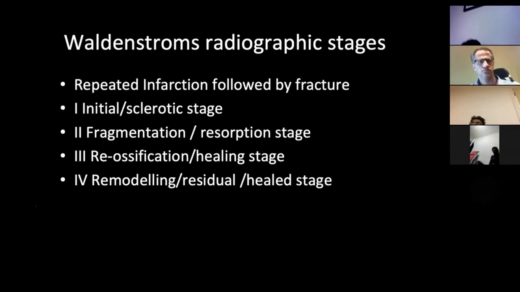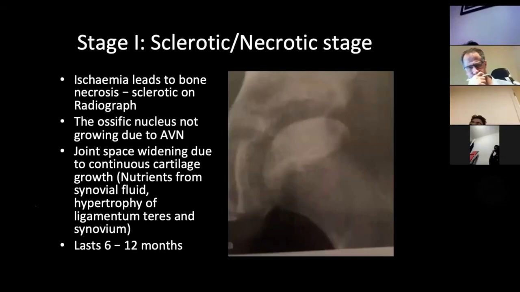So when you're looking at Perthes, there's several classification systems, right? The first one is Waldenström's, which is based on radiographic changes. The radiographic changes are based on the fact that you've got a repeated infarction of the bone followed by fracture. So stage 1 is the initial and the sclerotic stage. Number 2 is the fragmentation stage. Number 3 is re-ossification, and number 4 is remodeling. So let's have a look at that.